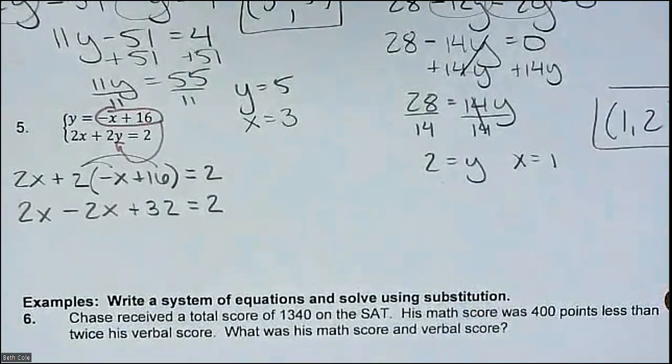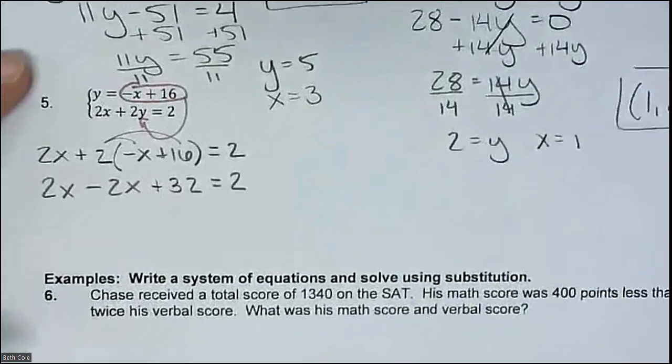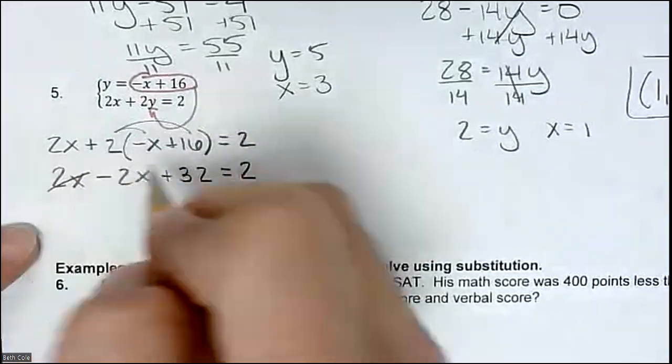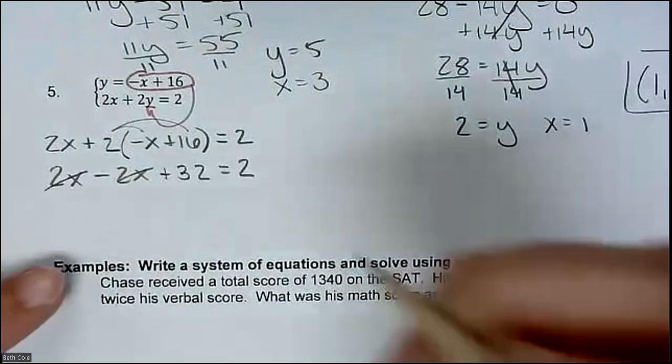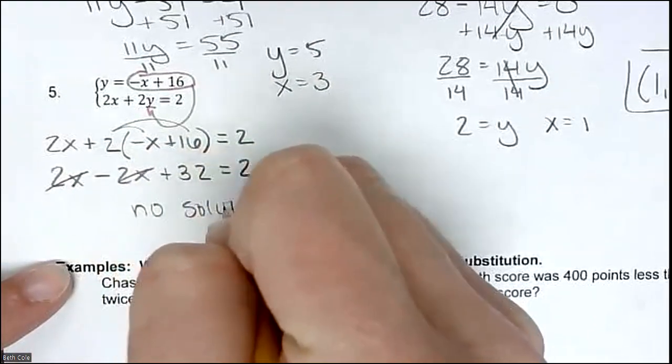And then you should hopefully go, hey, wait, hold on a second. Yeah, like terms, but what's going to happen to them, guys? Good. 32 equals 0, or sorry, 32 equals 2 doesn't make any sense. So you get no solution.